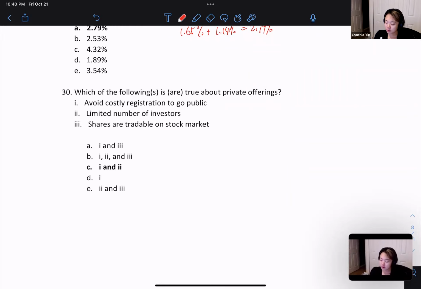Which of the following is true about the private offering? It's just in the slide. The first two are on the slide, and the third one is not true because shares are traded on the market, meaning it's public. And this is private. Yeah, private firm versus public firm. Okay.